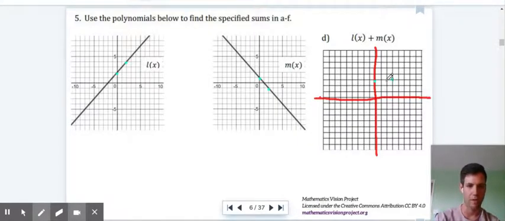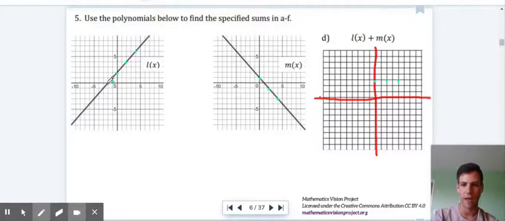So I have 3 right over here. And if we keep going out to 4, right here, we have 6. And we have -3. So 6 plus -3 would be equal to 3. So it's looking like we have a flat line.